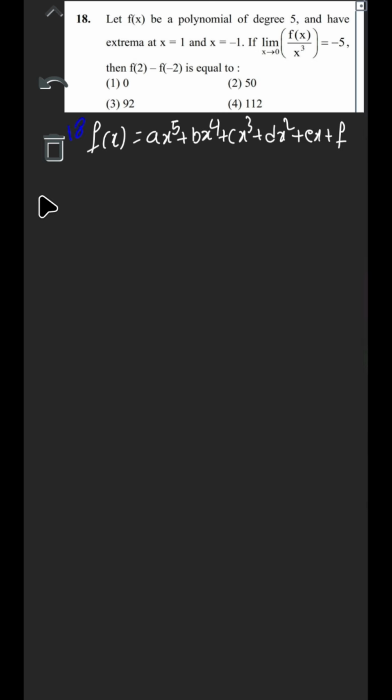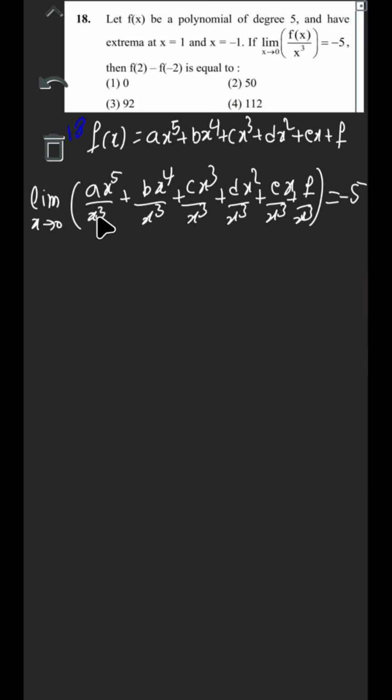Now, the limit as x tends to 0 of f of x by x cube means a x power 5 by x cube plus b x power 4 by x cube. So as x tends to 0, it is x square times and x times, and x square is 0, so this value is 0 and this is 0. Now x cube cancels, so the constant remains. It is a 1 by x infinity form, so the limit does not exist. If the limit exists, those terms must not be present.